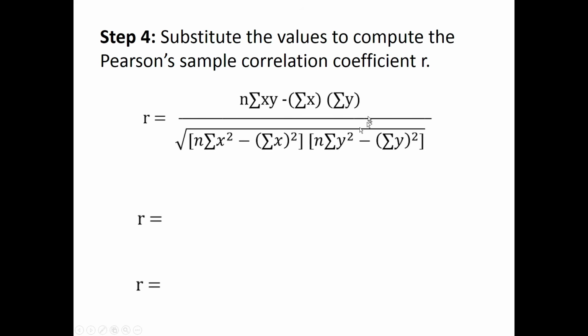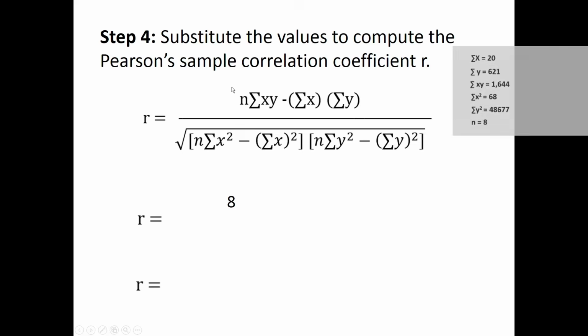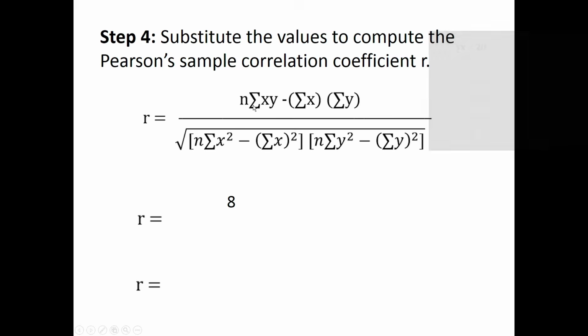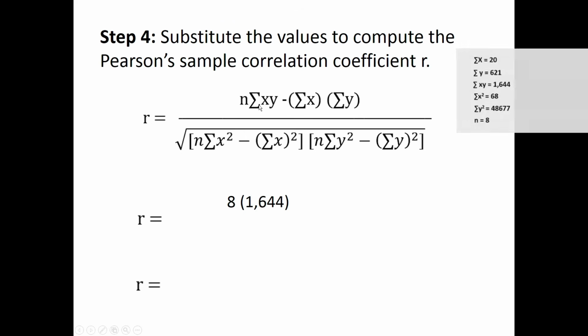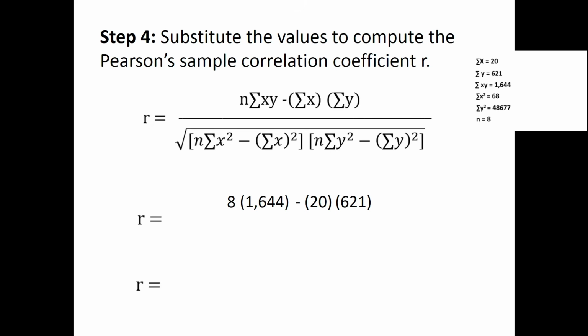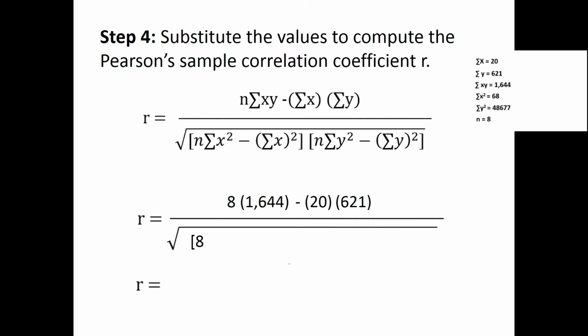Coefficient R. This is the formula that I gave at the very first part of this video. The n would be 8, of course. Then the sum of xy is 1,644 minus the sum of x, do not forget the parentheses for the quantity, and then the sum of y would be 621, divided by the square root of n.